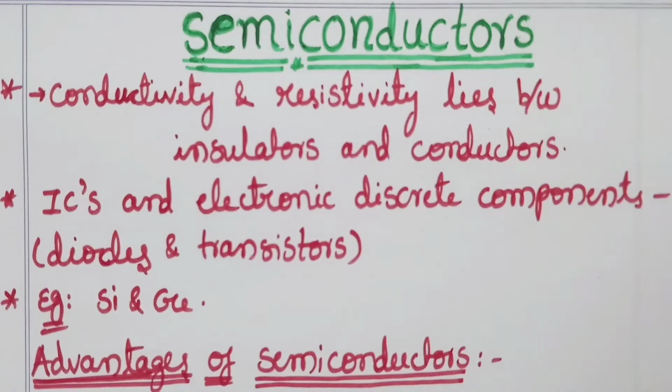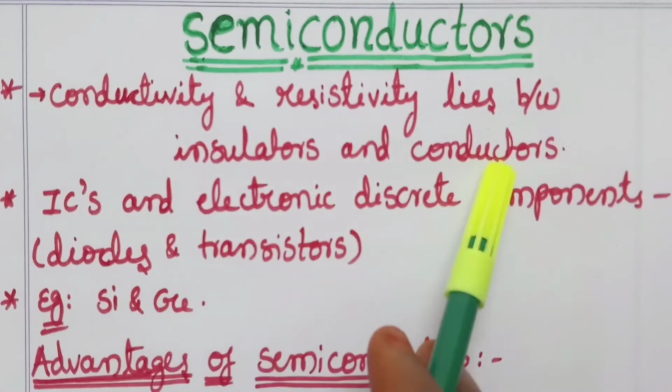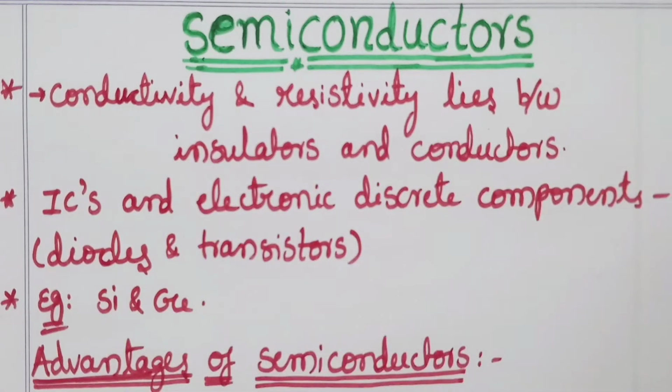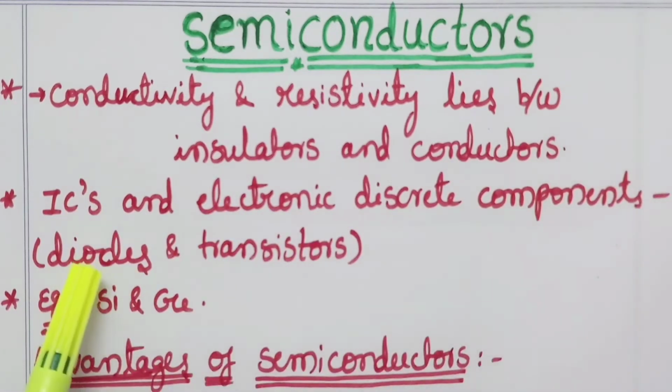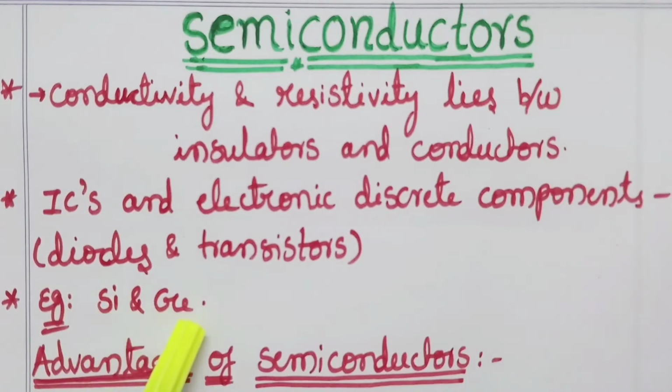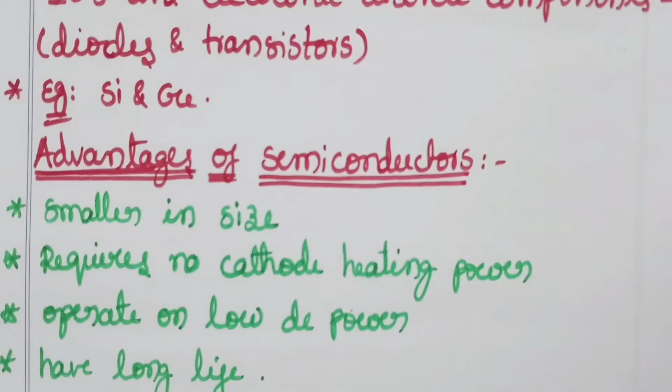As we know, the conductivity and resistivity of semiconductors lie between the insulators and conductors. This we have discussed in our previous class. Next, ICs and electronic discrete components such as diodes and transistors make use of semiconductors in their fabrication. The most commonly used semiconductors are silicon and germanium. Why we use these semiconductors in the fabrication of ICs, diodes and transistors is because they possess some special advantages when compared to other kinds of solid state devices.